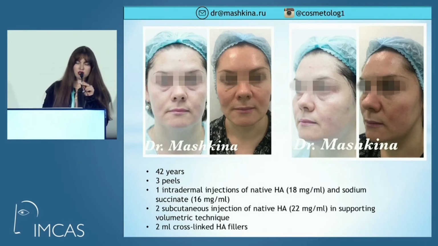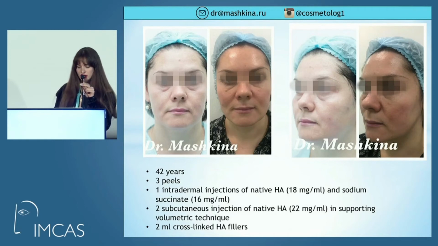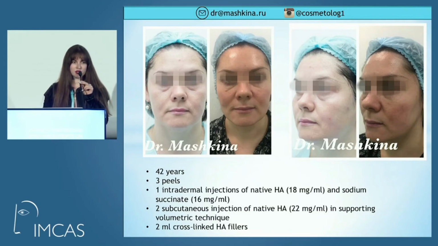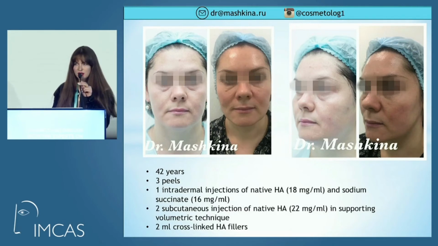This lady is Zelda. She is 42 years old. We made 3 peels, 1 intradermal injection of native hyaluronic acid and sodium succinate, 2 subcutaneous injections of hyaluronic acid in supporting volumetry technique, and 2 milliliters of cross-linked hyaluronic acid filler. She suffered from a very deep tear trough, but I decided that it would be better to work not only with her tear trough but also with her mid face, and I think that we got a very good result.